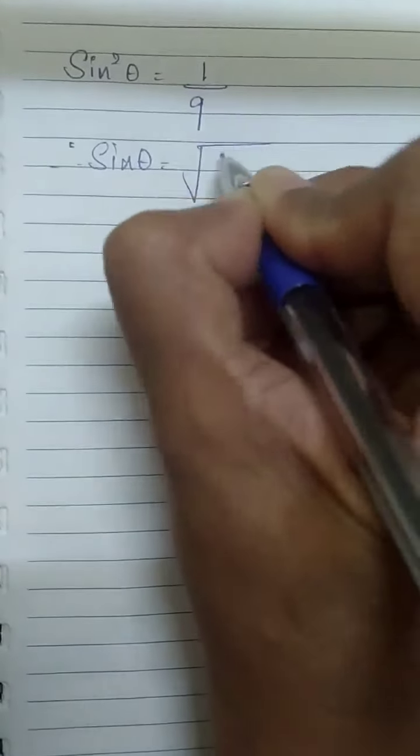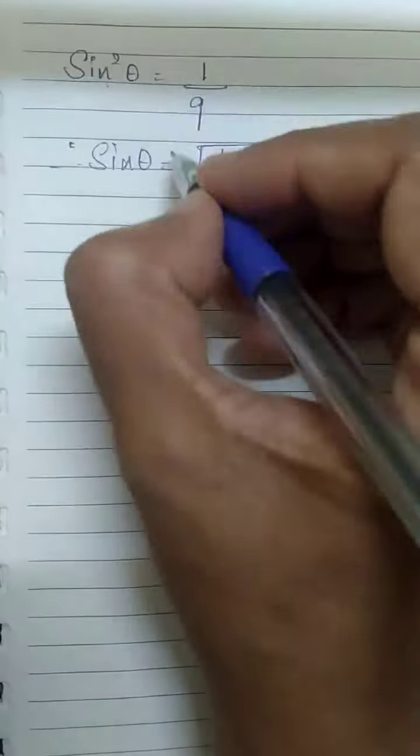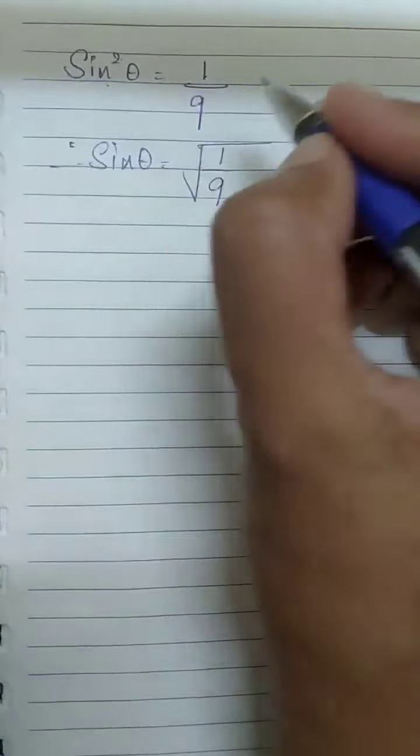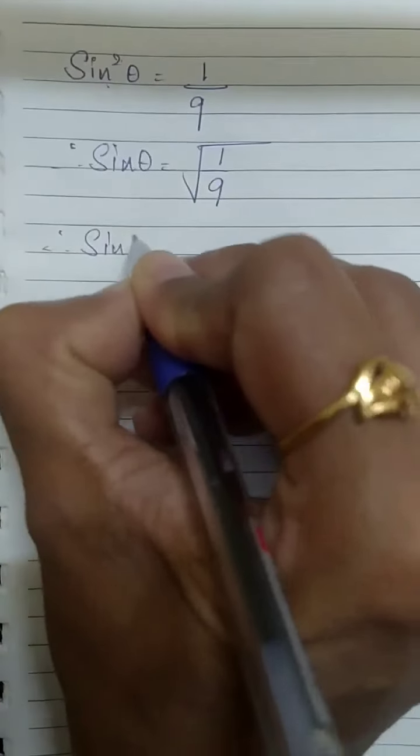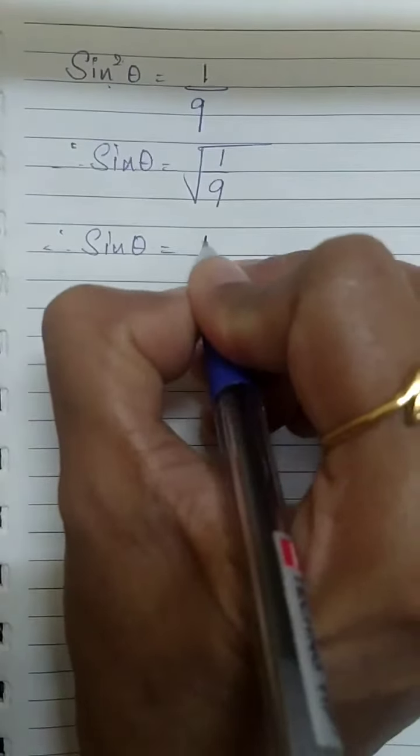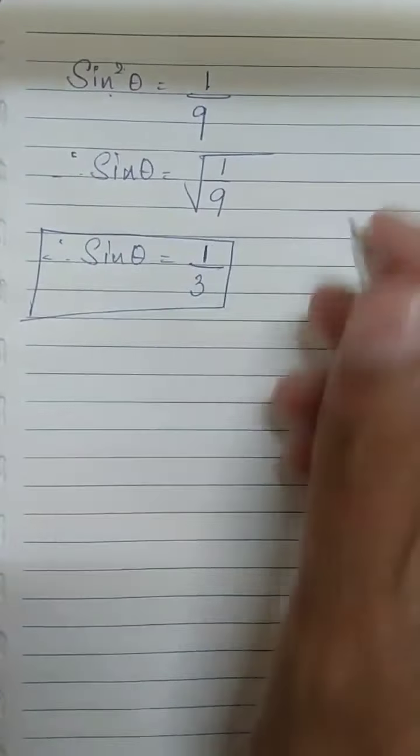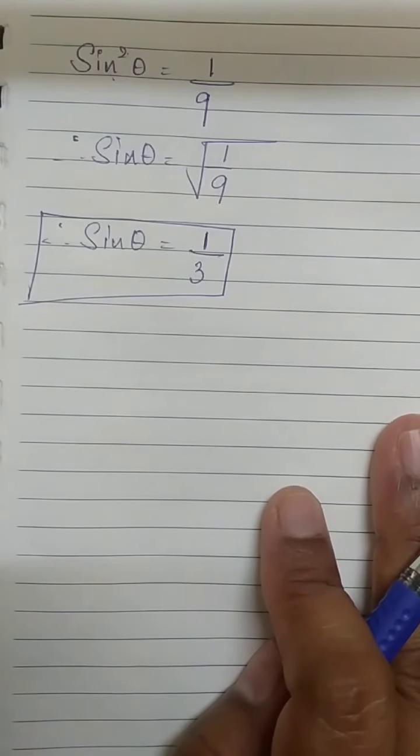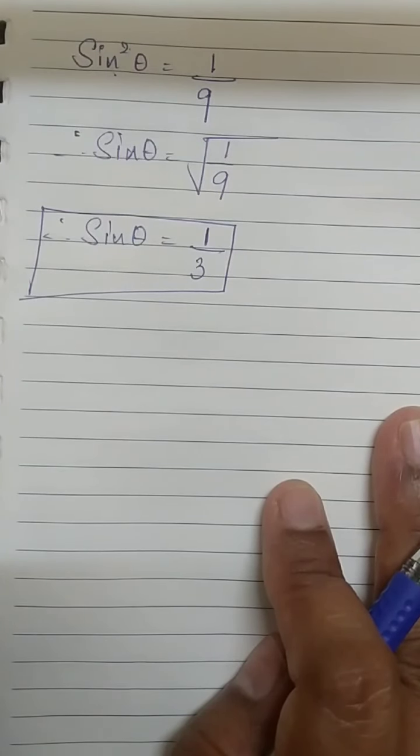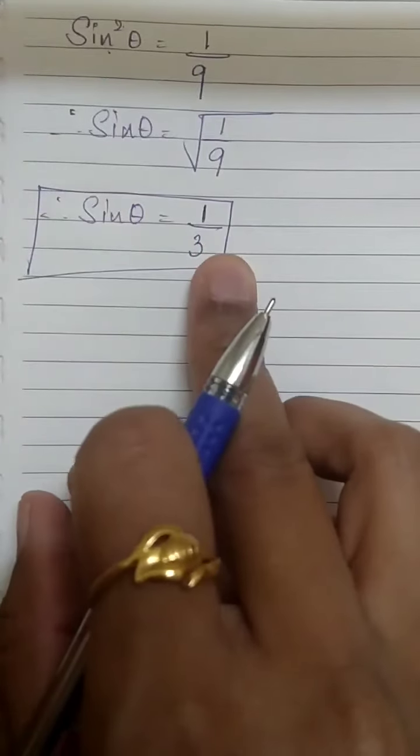Now let's continue. If sine square theta is 1 upon 9, how much will be sine theta? Sine theta is equal to root of 1 upon 9. Square goes to this side, root of. So therefore sine theta is equal to root of 1 upon root of 9, which is 3. So we got sine theta is equal to 1 upon 3. Any method you can use. I am just explaining you different methods so that you are aware about everything.